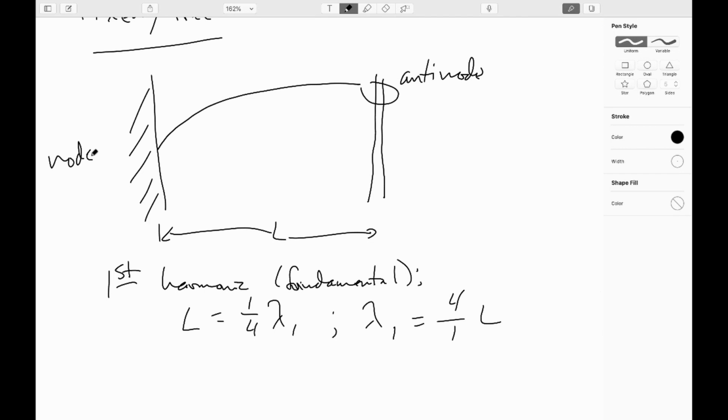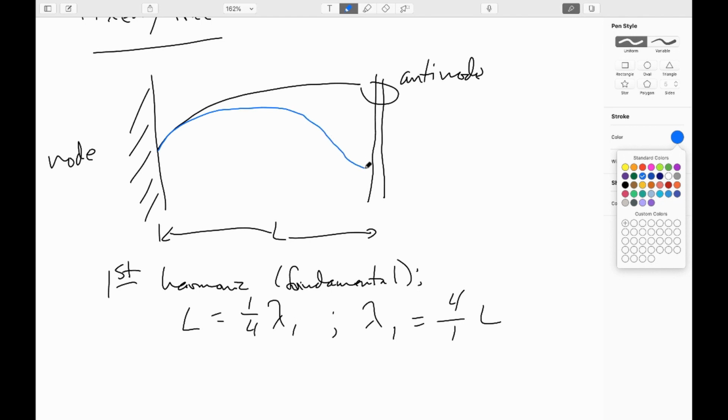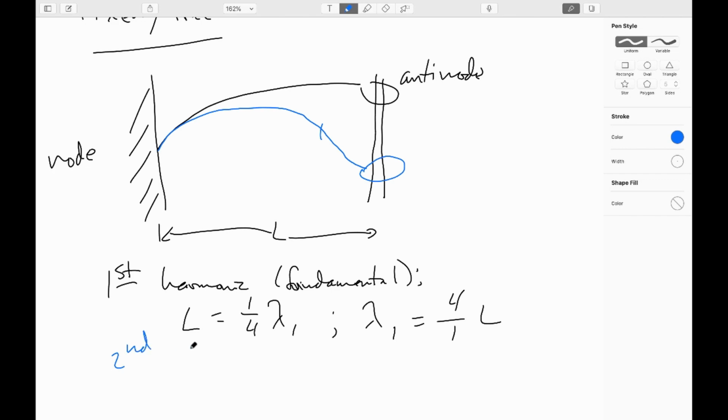All right, what's the next one? Well, the next one would be if I stuck in an entire loop and then a half a loop after that. So here I go node, node, there's an antinode here, antinode there. So for the second harmonic, I would have realized I stuck in 3/4 of a wave. So the wavelength of the second harmonic will be 4/3 the length of the string.